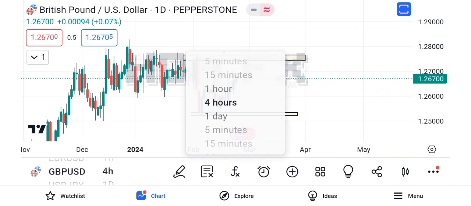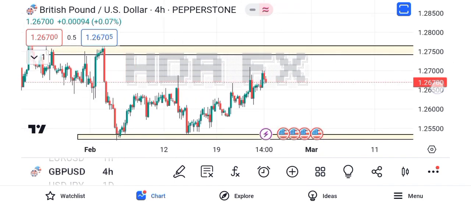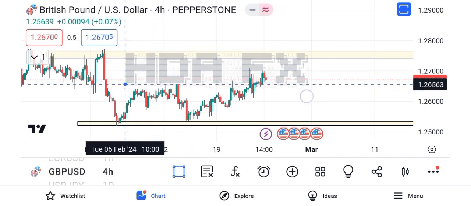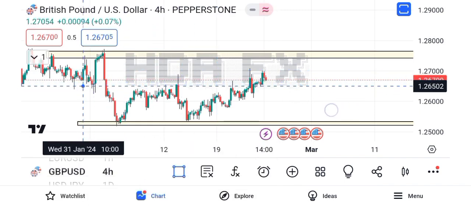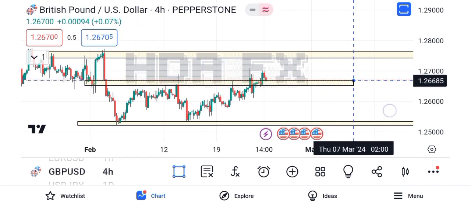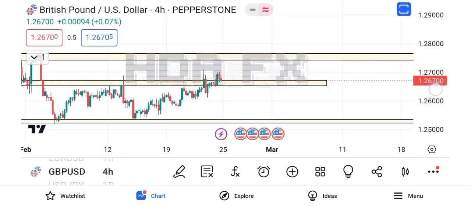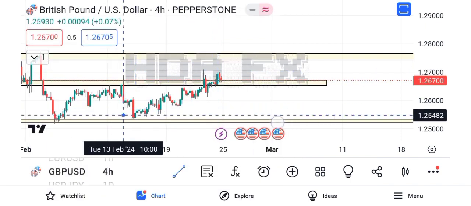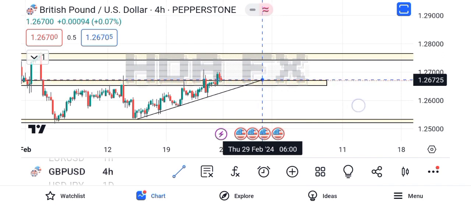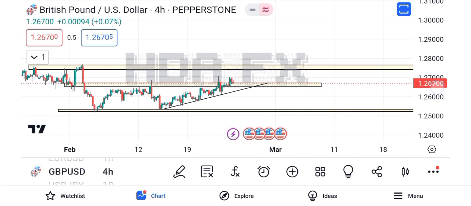We have another. So moving down to the 4 hours time frame, we also have another key zone here. We have another key zone here, and we also have a beautiful trend line here also. So I want to see GBPUSD move upward.